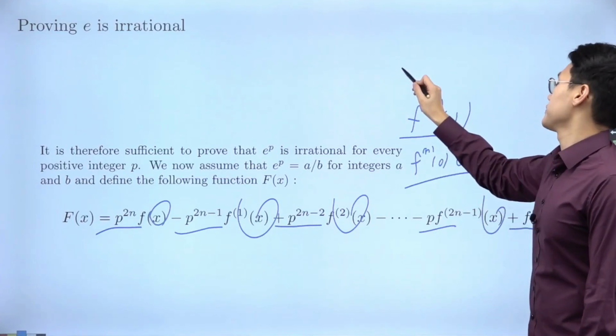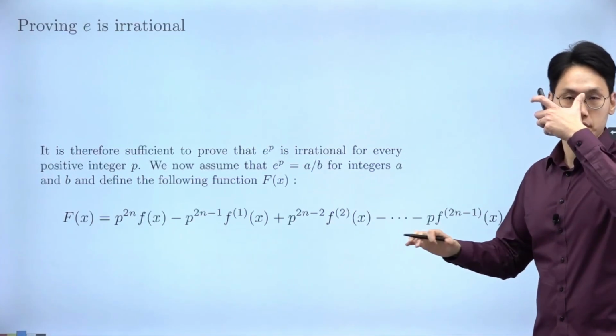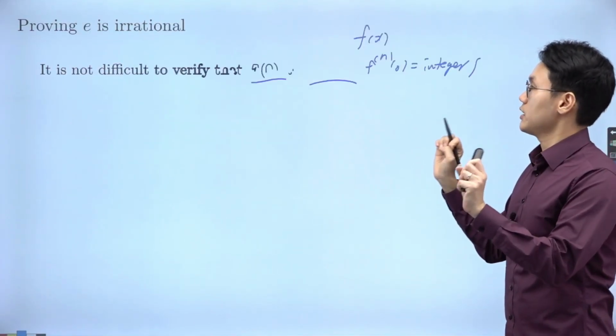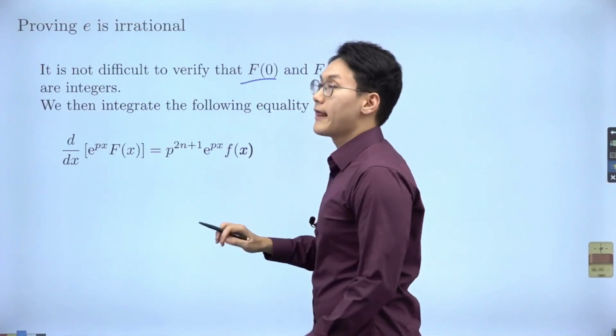Vice versa, because it was x to the power of n times 1 minus x to the power of n. Okay? No problem. You can do it. Don't worry about the details. Just realize that the function that we define is going to give you an integer no matter what you put, 0 or 1. No problem.